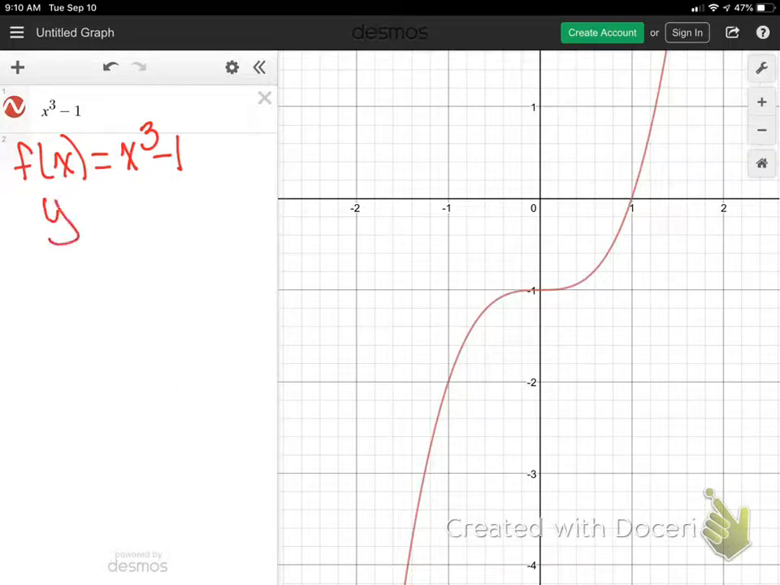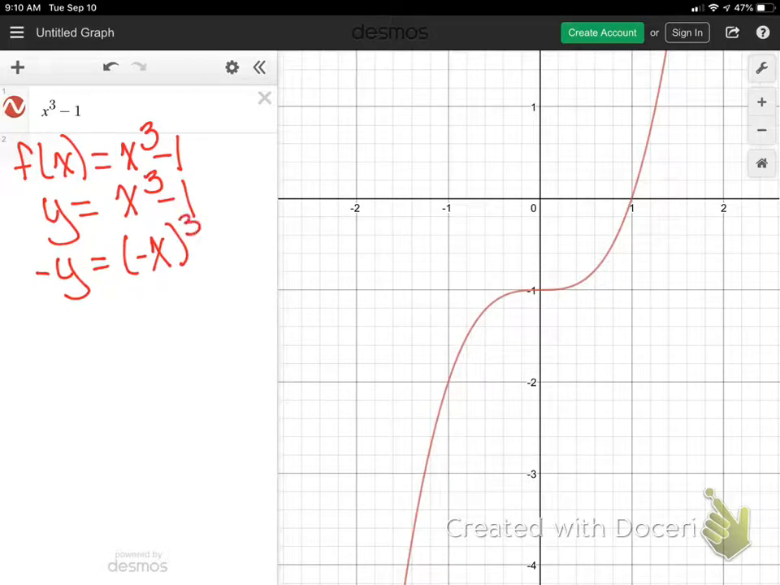I take y equals x to the third minus 1. I replace y with negative y. I replace x with negative x. Okay? What is negative 1x to the third power? Negative x to the third power.